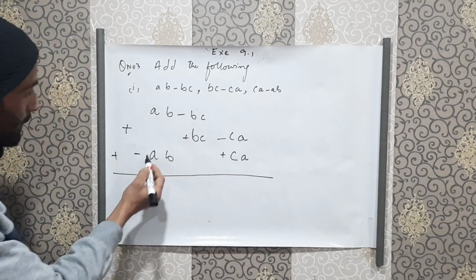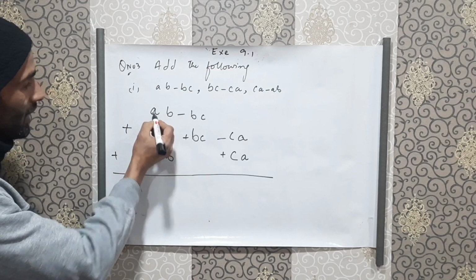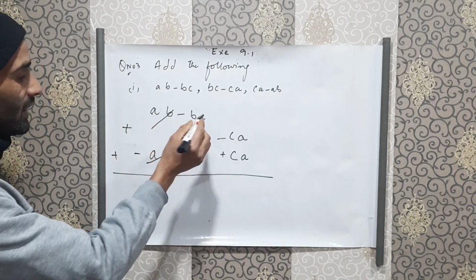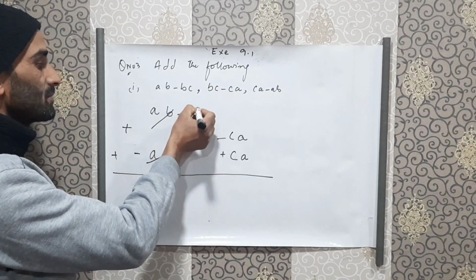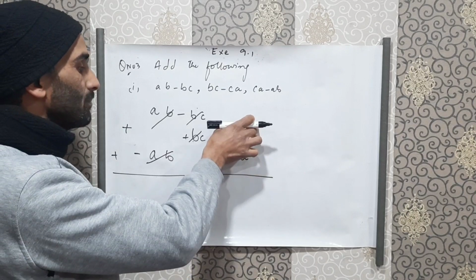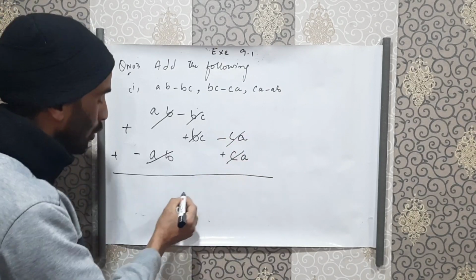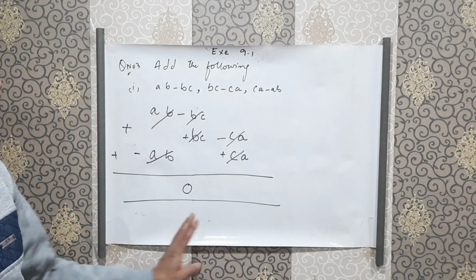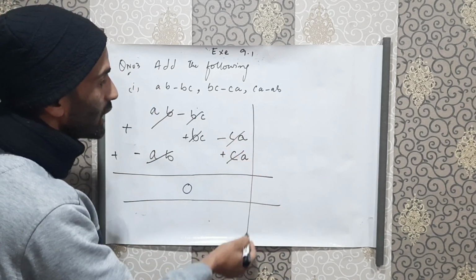You can see, my dear. Here it is plus AB, here it is minus AB. Cancel. Here it is plus BC, here it is minus BC. Cancel. Here it is plus CA, here it is minus CA. Cancel. So what is the sum of the 3 algebraic expressions? That is 0.